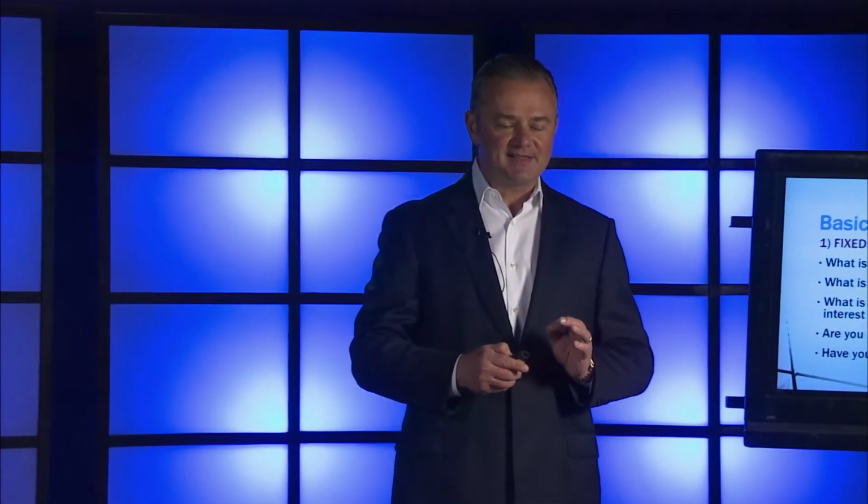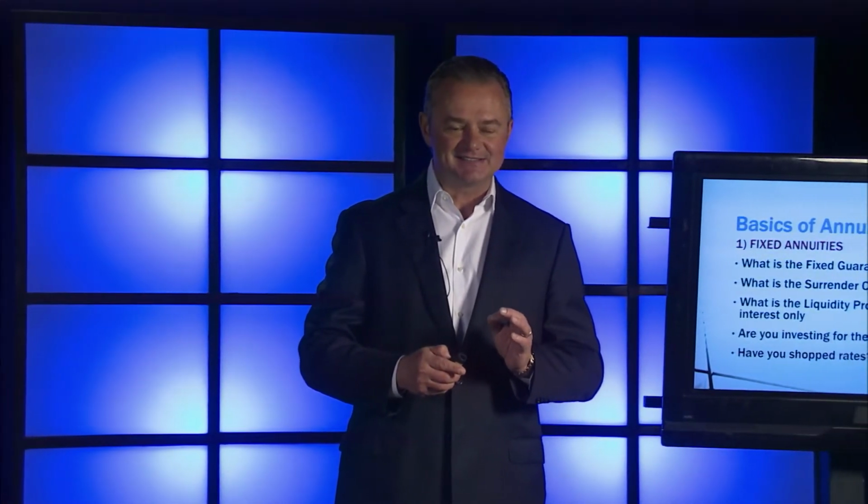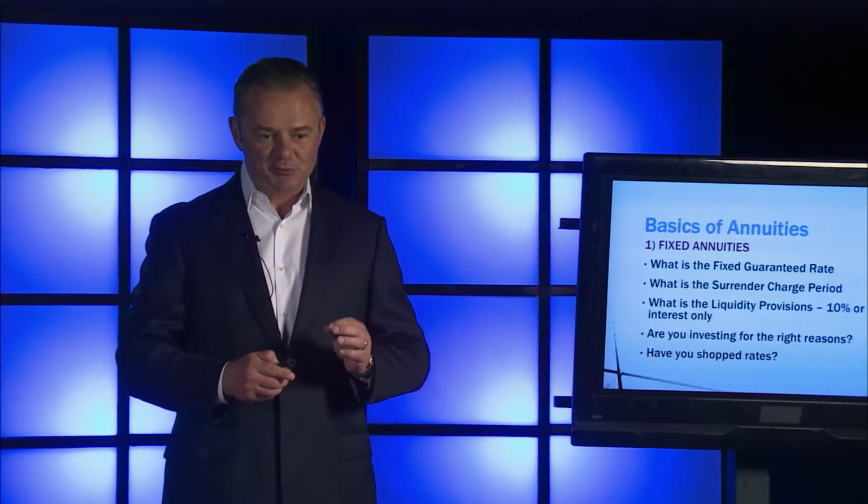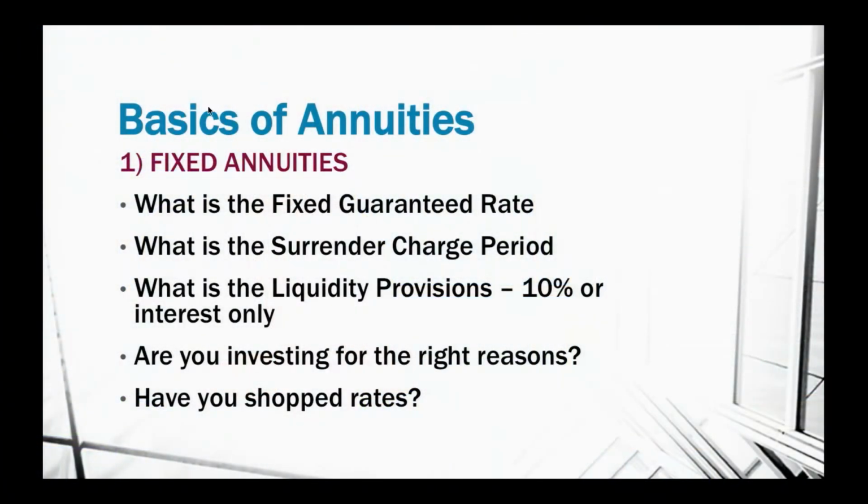Very easy to understand. Think of a fixed annuity as similar to a CD with a couple of differences. The first major difference between a fixed annuity and a CD is simply that the fixed annuity has got a pretty hefty surrender charge, period. So if you take that money out within the first, let's say 10 years, 7 years, whatever the number of years of the contract, you take a pretty big penalty. That's the first difference.